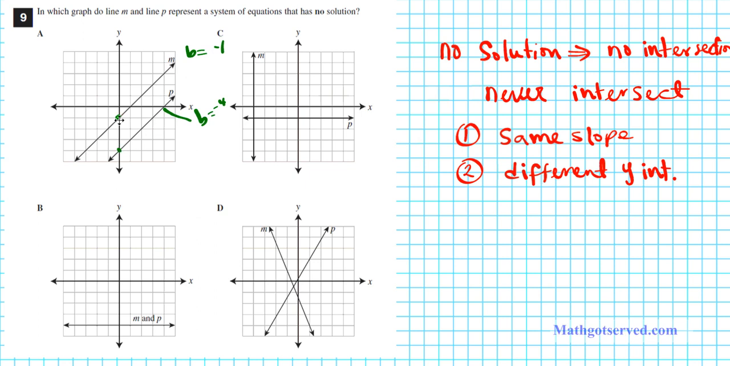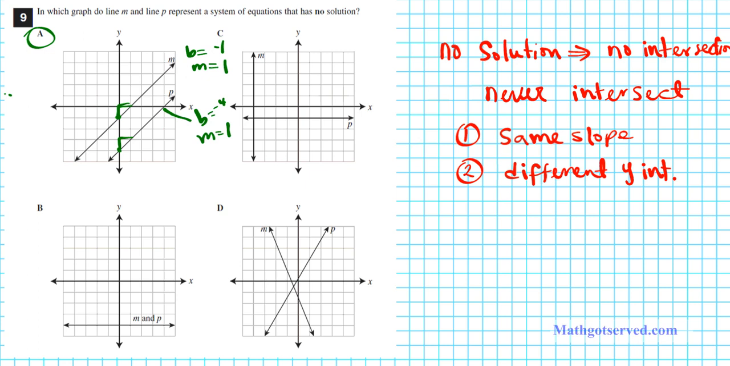But what do you notice about their slopes? They have the same slope. This has a slope of rise 1, run 1. So for line M, the slope is 1. And for line P, the slope is also rise 1, run 1, is also 1. So these two lines have the same slope, but different y-intercepts, which means they never intersect. So this is our answer.